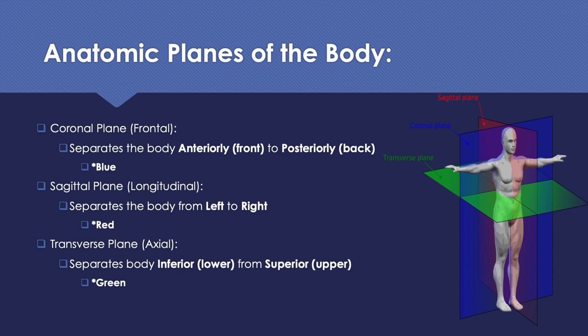Here we will go over the anatomic planes of the body just to give a review, because we will use these in our projections in the upcoming slides. So first we have the coronal plane, which is the blue one, separates the body anteriorly to posteriorly. We have the sagittal plane, which is red, separates the body from left to right. We have the transverse plane that separates the body inferior from superior.